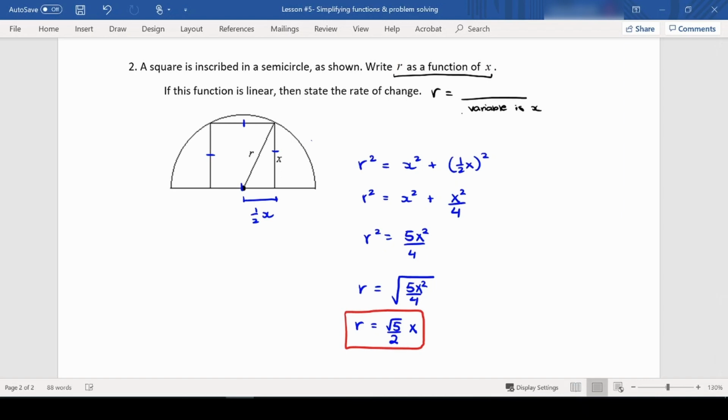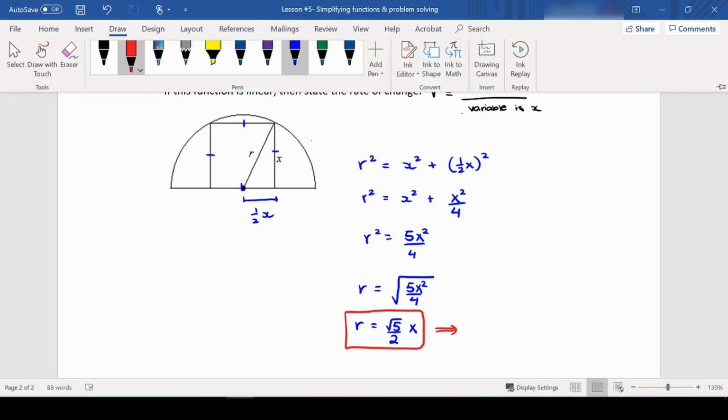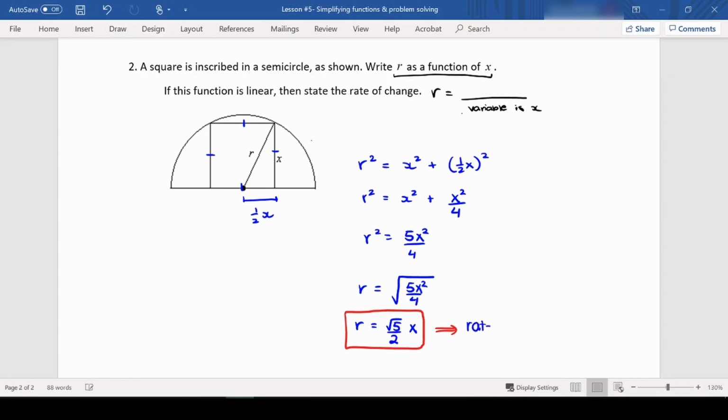Now, the question was, if this is linear, state the rate of change. This is linear because x is a degree of 1. So my rate of change, remember, is slope, which in this case would be root 5 over 2.